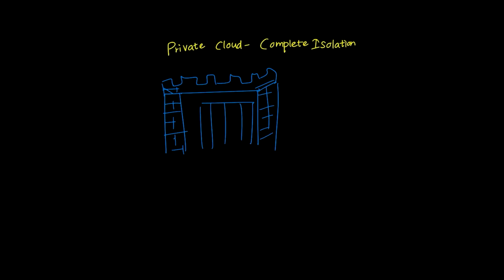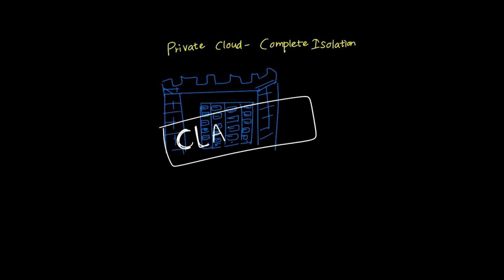A government agency handling classified data operates under the strictest security mandates. They need dedicated infrastructure that no other organization can access, period. Private cloud provides exactly this. It's like having your own personal data center that happens to use cloud technologies, where every server, storage device, and network component is exclusively yours.